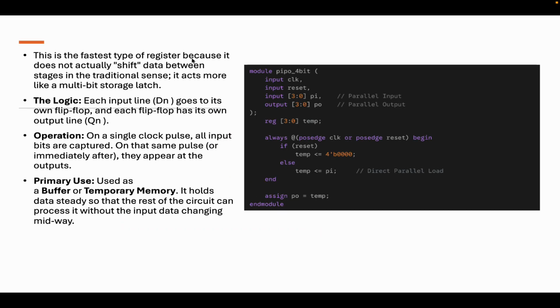This is the fastest type of register because it does not actually shift data between stages. It acts like a multi-storage latch. It means it is holding the data for a small amount of time and releasing it. Its primary use is as a buffer or a temporary memory. It holds the data steady so that the rest of the circuit can process it without the input data changing midway. So this is very direct. You see the code, and only then you can understand. If the reset is on, your output is 0, or else whatever is in your parallel input, that will be connected to the output. So you are giving input, and that is only being shown as the output. So it acts like a D-latch. Same thing happens in a D-latch, right?